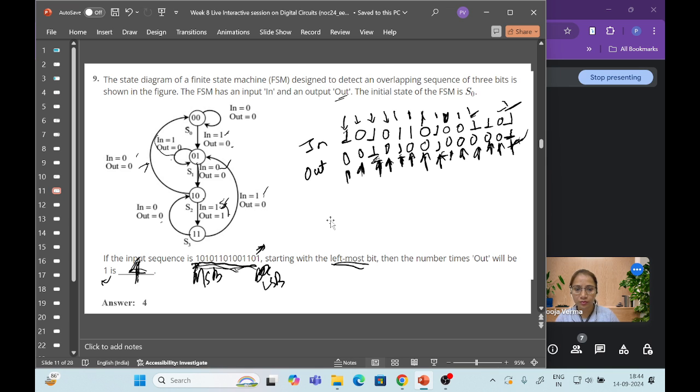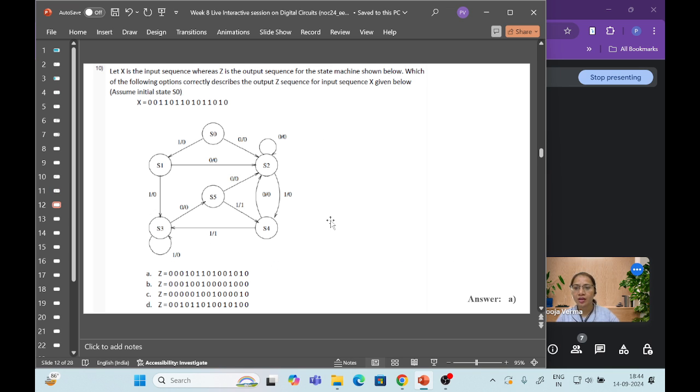Okay, so moving to the next question. Let x be the input sequence whereas z is the output sequence, for the state machine shown below. Which of the following options correctly describe the output z sequence for the input sequence x given below? For this input sequence, what will be the output sequence?